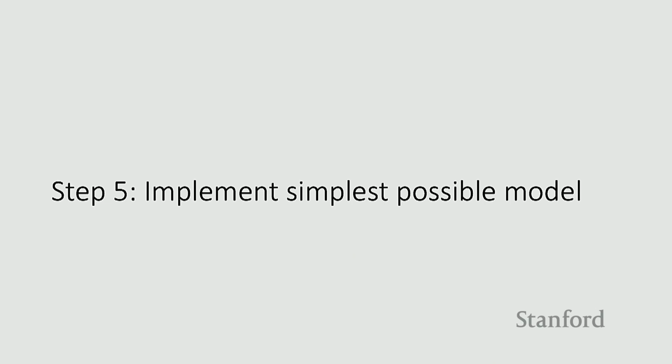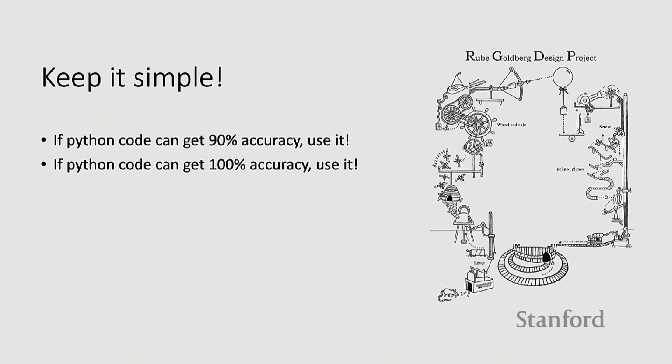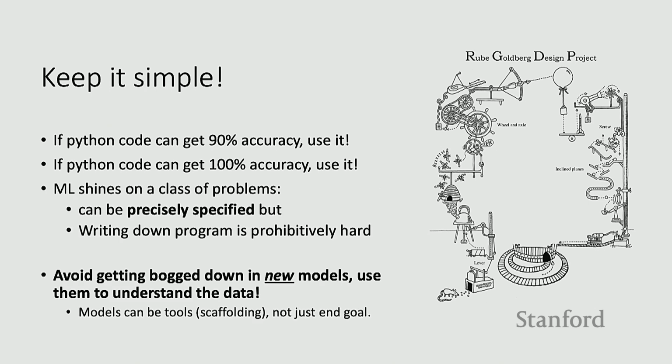Okay, I'll be quick given that we are almost running out of time. When you do the model, this is the more machine learning part. You want to implement the simplest possible model and keep it simple. Don't get bogged down in new models. Use them to understand data, right? The model is not only the end goal. Sometimes you want to use the model to understand what the problems with the data are. And sometimes you can fix the data, and then the performance becomes much better.